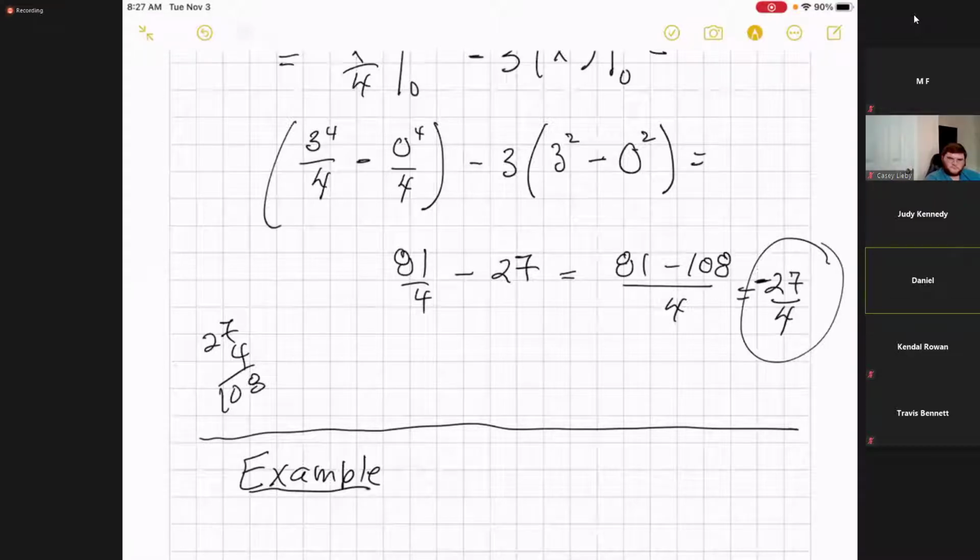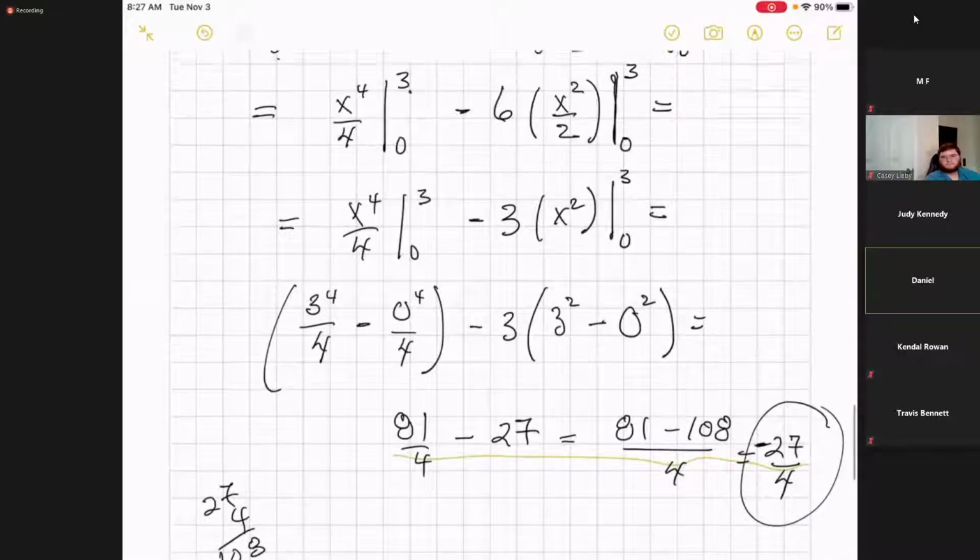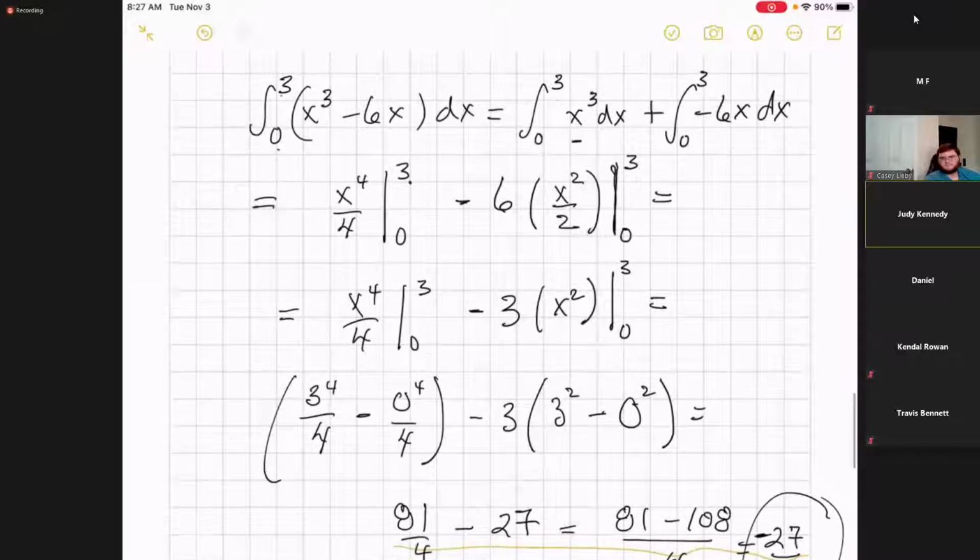Dr. Kennedy, Yeah. could you go over those vertical lines just for a second, if you don't mind? Sure. Sure. Okay.